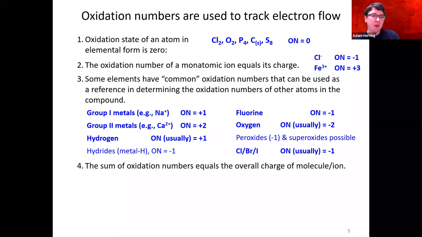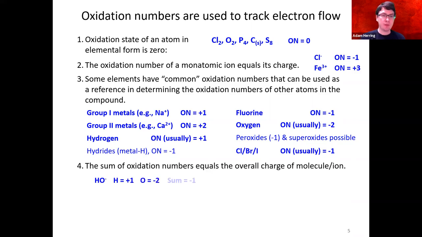So if you have a molecule or an ion, then the sum of the oxidation numbers of each element within the molecule must be equal to the overall charge on the ion. So for example, if you have hydroxide, then the sum of the oxidation numbers must add up to -1 because the charge on hydroxide is -1. That would mean we'd have hydrogen with a +1 and oxygen with a -2, and so the sum is -1.